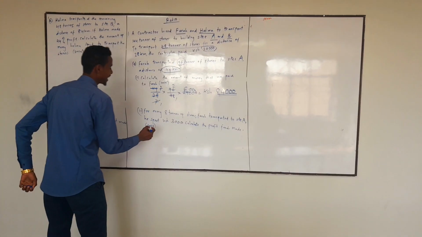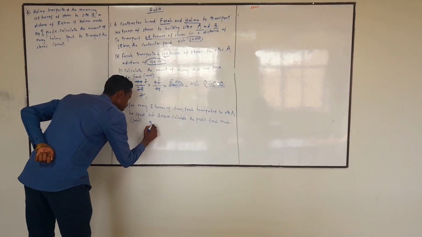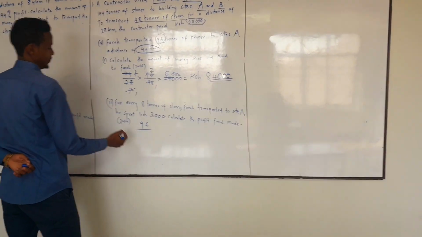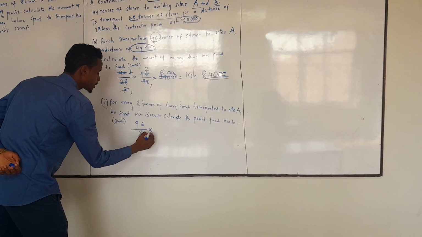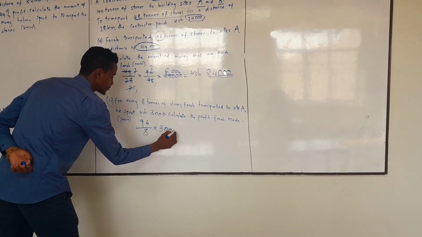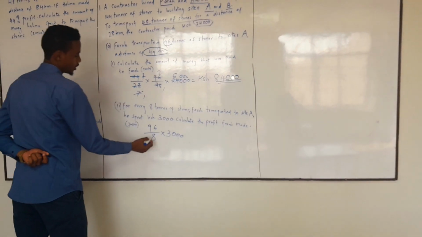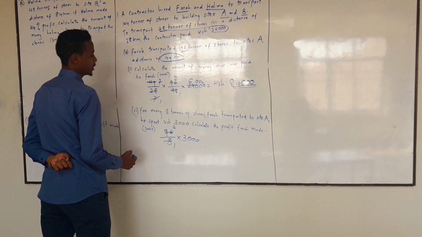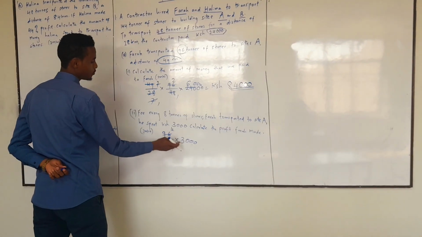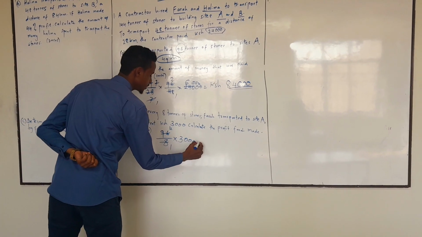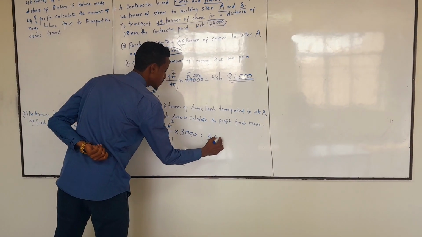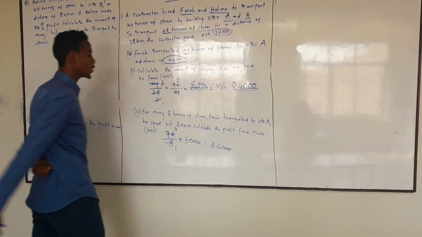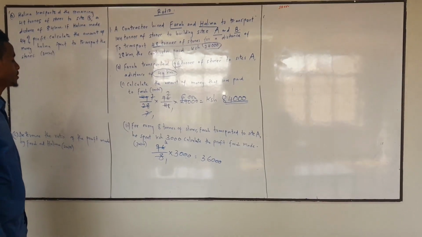Now, he carried how many? 96 tons. Now, divide by 8 and multiply by 3,000. Let's see what you get. 8 goes into 96 twelve times. If you multiply 12 by 3,000, you get 36,000. Now you ask, calculate the profit made.